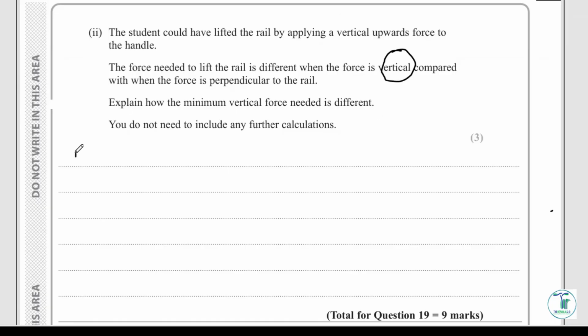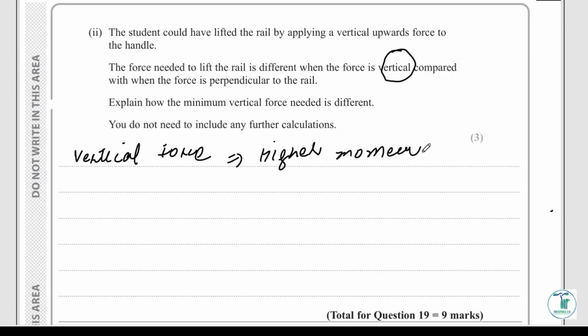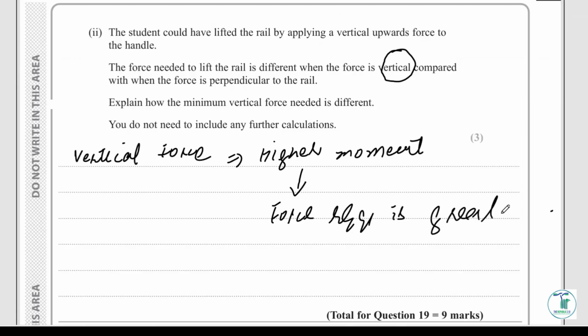So for example, if you're applying the vertical force, what does that mean? That you need a greater moment, right? Because the moment arm should reduce, right? If there is a higher moment needed, what does that mean? That the force required to lift that up is greater as well, right? So that is why the force applied along the perpendicular or along the vertical has to be different, because the moment arm changes.